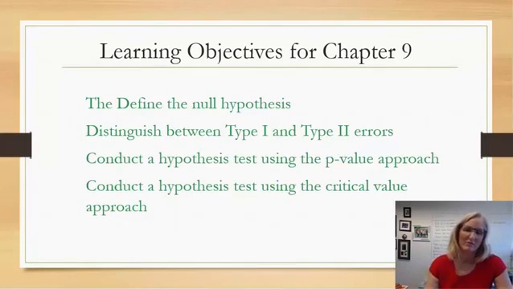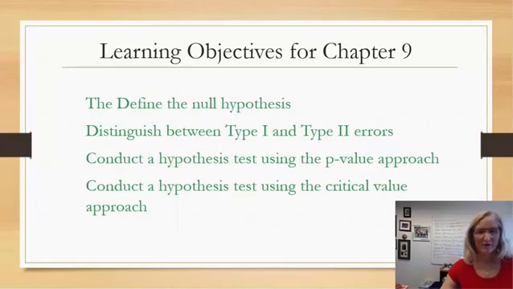So the learning objectives for this chapter are basically that we're going to define what the null hypothesis is. We'll talk a little bit about type 1 and type 2 errors, and then we'll learn how to conduct hypothesis testing using the p-value approach, and also we'll talk a little bit about the critical value approach. Each of these things I'll cover specifically, and when we finish you should feel pretty confident about these things.